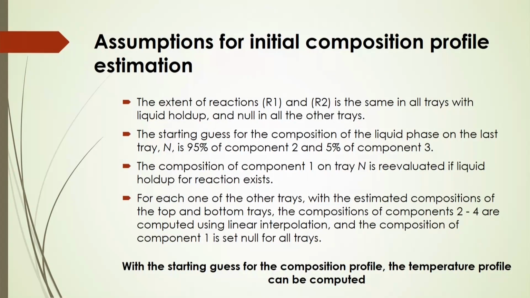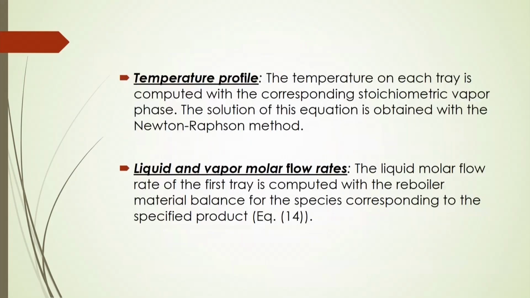So, with the starting guess for the composition profile, the temperature profile can be computed, and the temperature on each tray can be computed with the corresponding stoichiometric vapor phase. The solution of this equation can be obtained with the Newton-Raphson method, and the liquid and vapor molar flow rates of the tray can also be calculated with the reboiler material balance for the species that will correspond to the specified product.